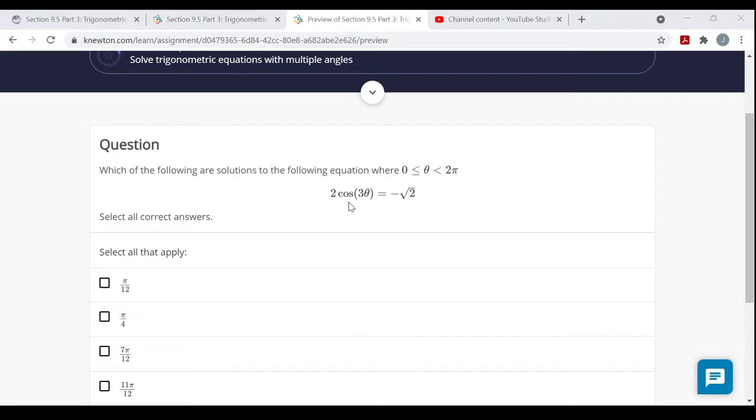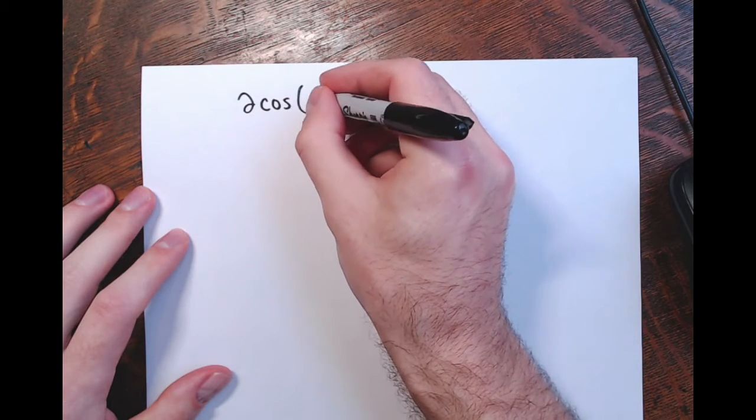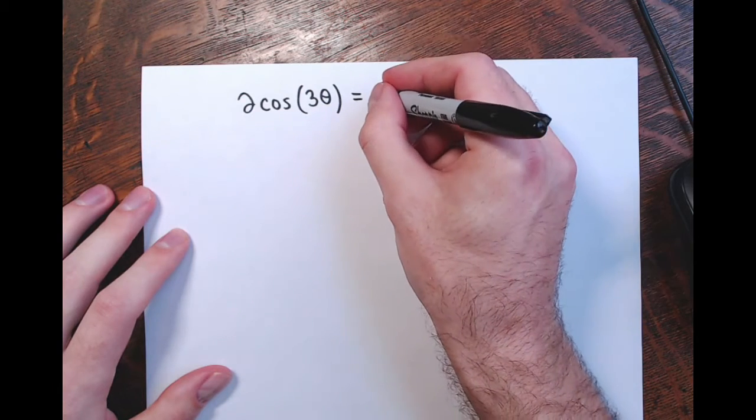So I have 2 times the cosine of, see, it's 3 theta, right, instead of just theta. And this is equal to negative square root of 2. And they're not looking for all the solutions, right? They're just looking for the values I can replace theta with that are between 0 and 2 pi. Let me write this equation out. So we have 2 times the cosine of 3 theta. When is that equal to negative square root of 2?